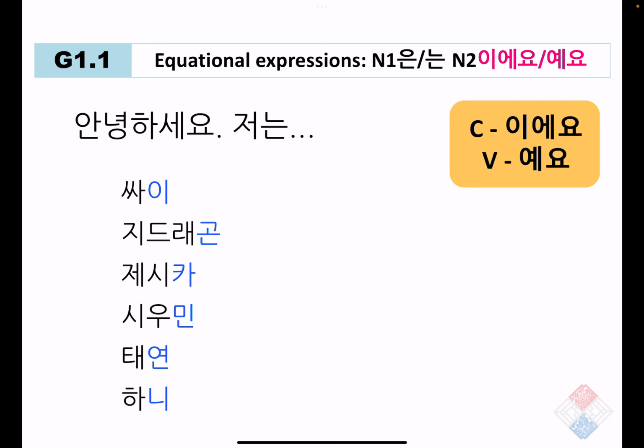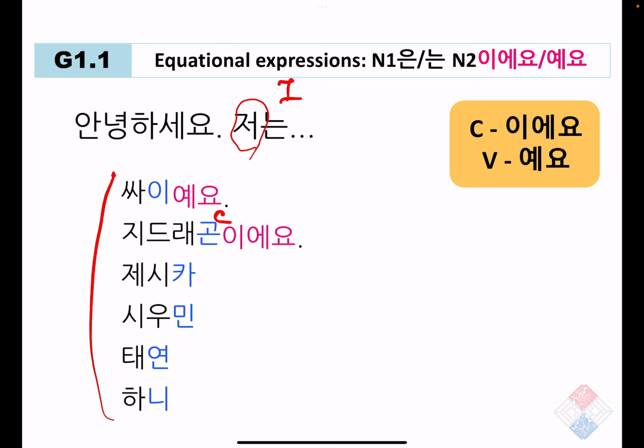So let's introduce each other. In this case, noun 1 is 저, I, and noun 2 are going to be these names. 저는 Sai 예요. I am G-Dragon. 저는 G-Dragon, which one is it? 이에요, right? Because it ends in a consonant. And then 저는 Jessica. Jessica ends in a vowel, so it's going to be 예요. 시우민 ends in a consonant, 이에요. 저는 태연 ends in a consonant, 이에요.